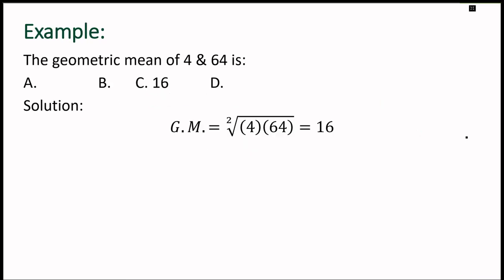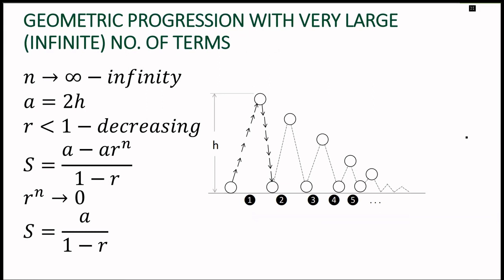So let's move on. There's also what we call an infinite geometric progression, with very large numbers or an infinite number of terms. If n approaches infinity, the first term is 2 times the height in the bouncing example. That is the assumption.